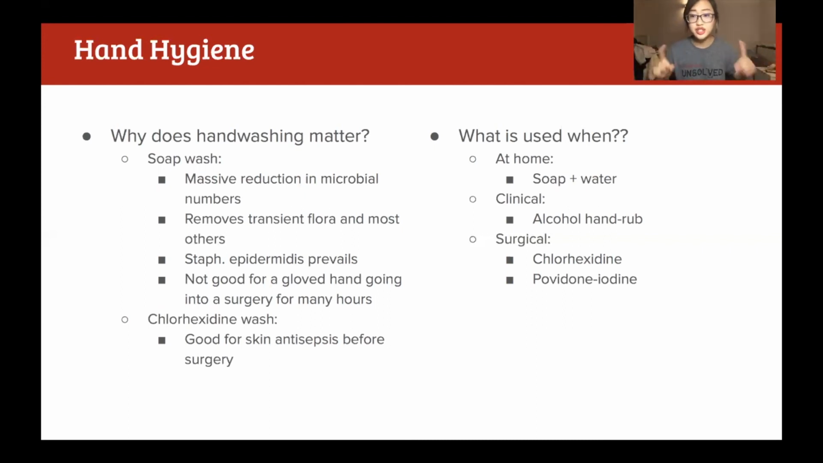You guys don't need to do that when you come home. Obviously, just use soap and water. In a clinical setting, again, you guys aren't going to have to do that every time you meet a new patient. You're just going to need to use your alcohol hand rub, which you guys will.